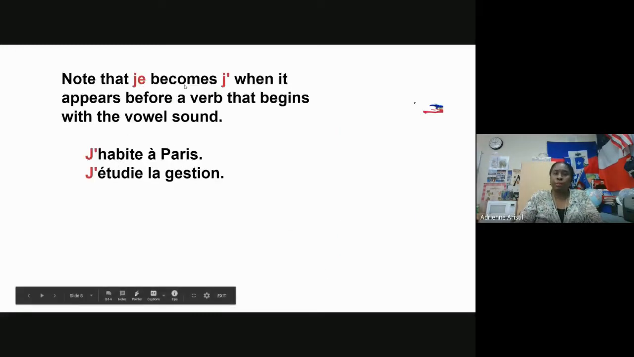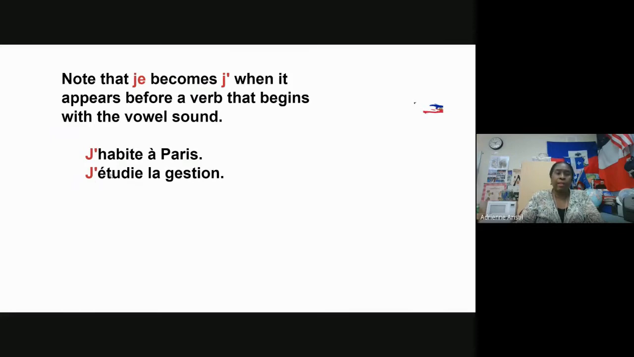Note that je becomes J apostrophe when it appears before a verb that begins with a vowel sound. For example, j'habite à Paris. Habiter has the A sound, which is a vowel sound. You don't put the je, you have to put J apostrophe. J'habite à Paris.